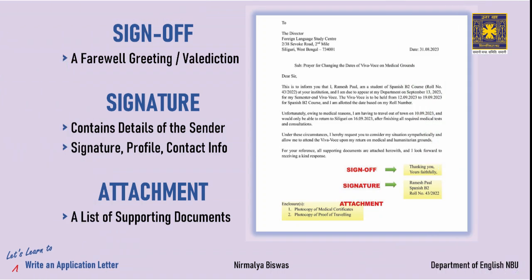Now let's talk about the final three segments of the letter. These three segments are more technical than textual in nature, and if you look at the structure of the application, you would notice that the first and the last three sections serve technical purposes, whereas the middle part is more explanatory in nature. So you already know that you can also divide the middle section into three parts, namely the introduction, the body, and the conclusion.